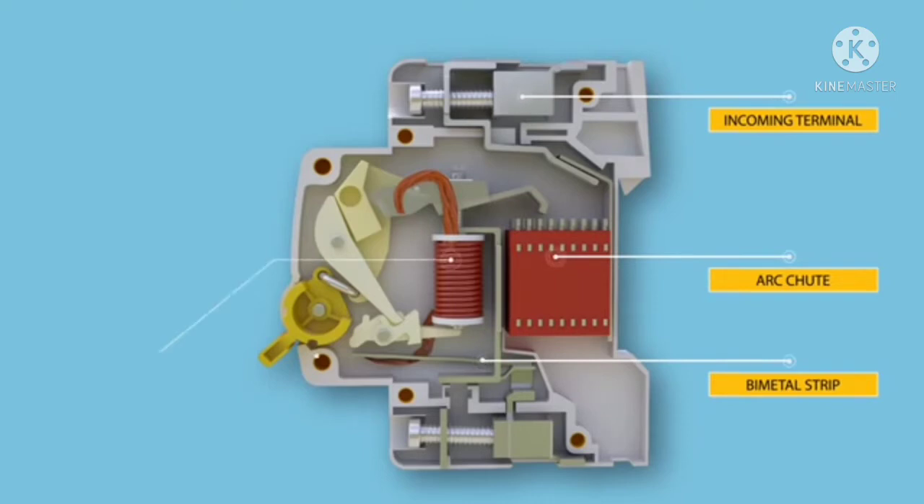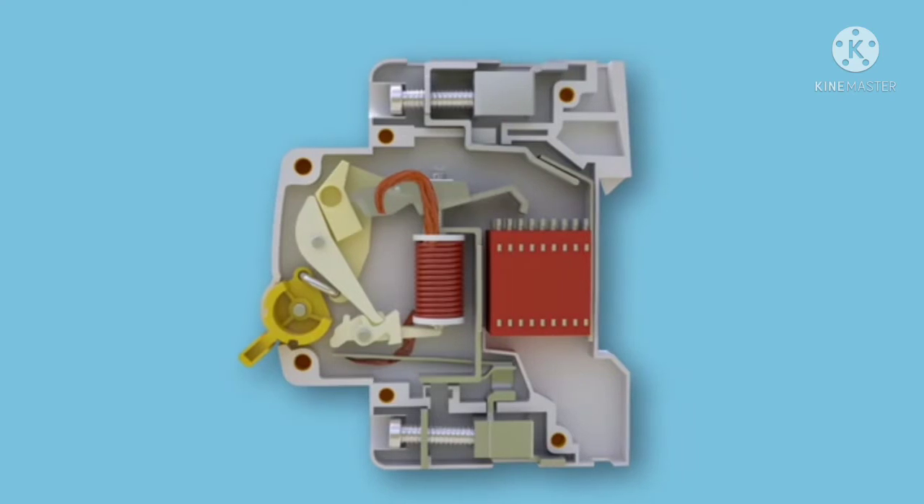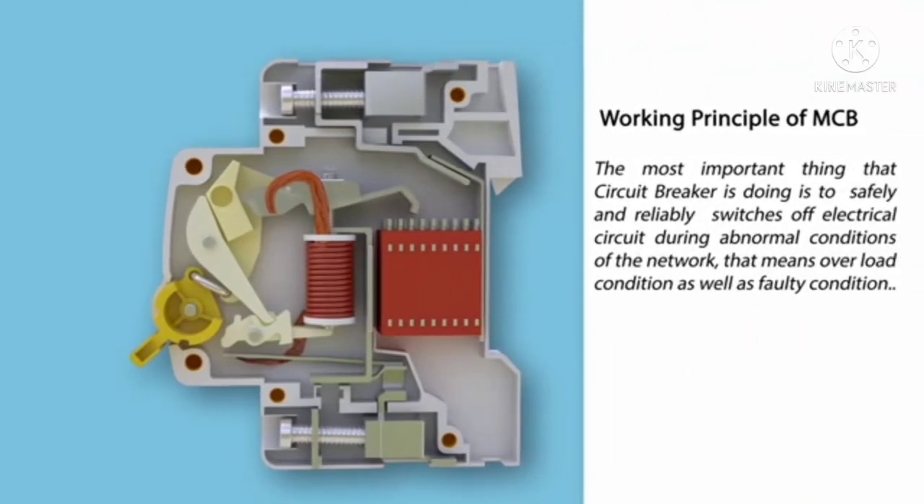Okay, and the next is the coil. What is it? Magnetic coil. And the other end of the magnetic coil is connected to what? Copper bridge. Okay, and after the copper bridge there is an on-off switch. And the last one is what? Outgoing terminal. So this is the structure, the parts of an MCB.